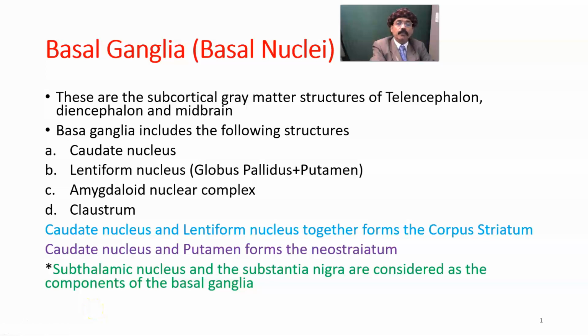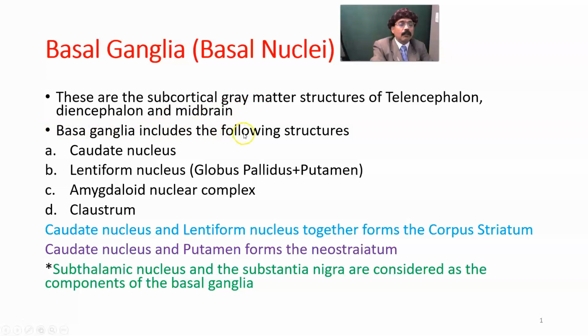Dewan S. Raja. Today I will discuss basal ganglia, also called basal nuclei. These are the subcortical gray matter structures of the telencephalon, diencephalon, and midbrain. Gray matter indicates the cell bodies of neurons, neuroglia, and blood vessels. A collection of neurons inside the central nervous system we call nuclei.